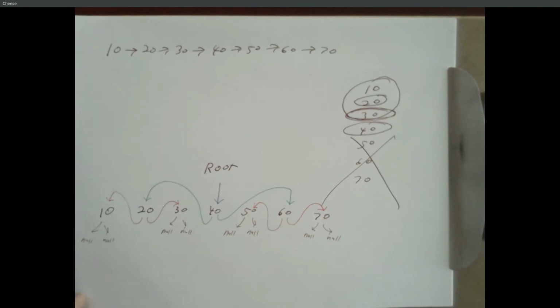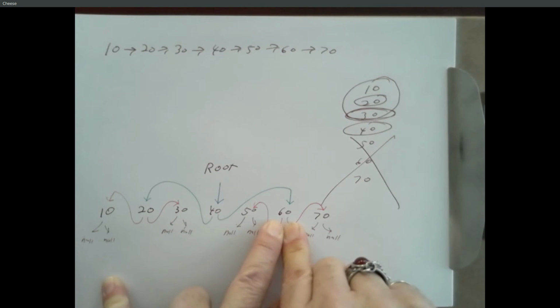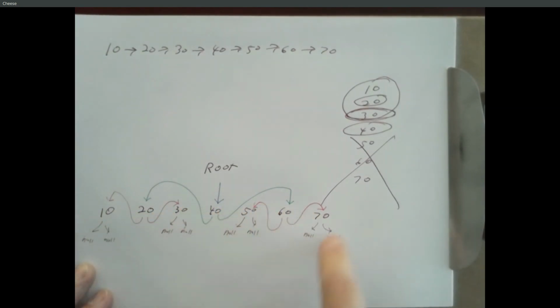But if you're looking for, say, 70, we'll start at the root 40. 70's bigger, let's go to the right. That's a 60, 70's bigger, let's go to the right. There's a 70, hey, there's our number. And it took us three operations instead of 1, 2, 3, 4, 5, 6, 7. So this is a tree. It's a binary tree because we have two arrows coming off of each node. And if we keep this picture in mind, we can draw this a little differently.